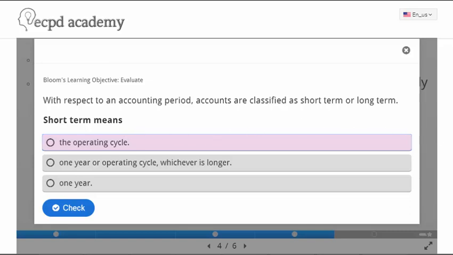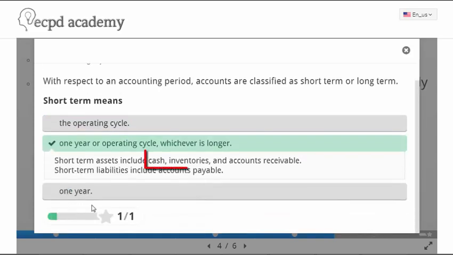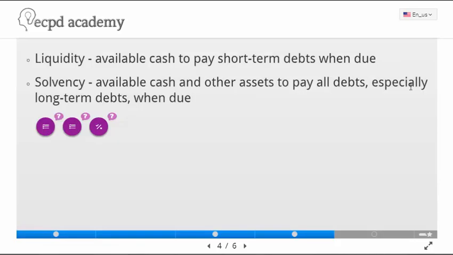The next learning point asks what is short-term. Take a moment to evaluate the choices. Well done if you thought 1 year operating cycle, whichever is longer. The answer also provides examples of short-term assets and short-term liabilities. Let us build on further what you just learned. The next learning point asks you to differentiate between liquidity and solvency.